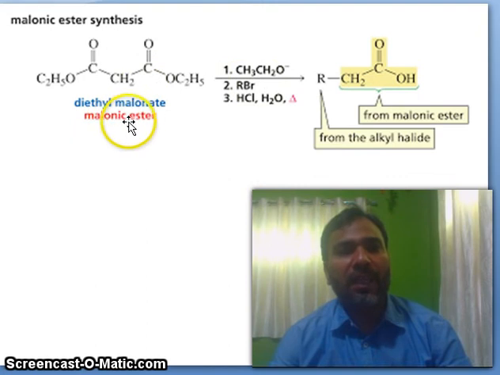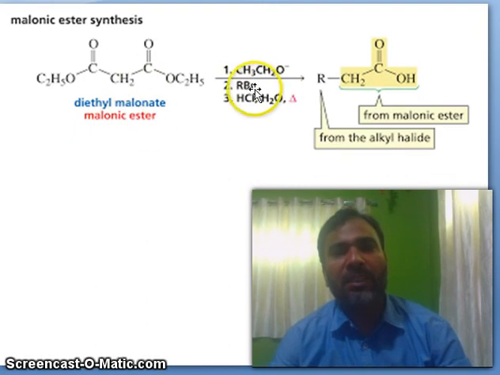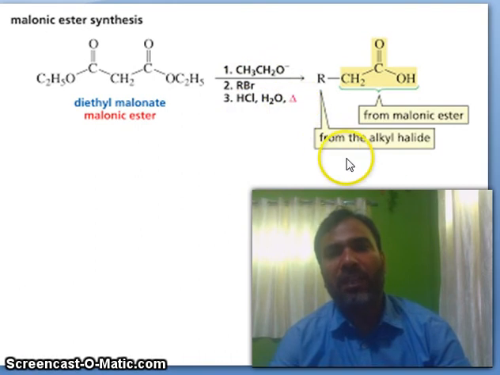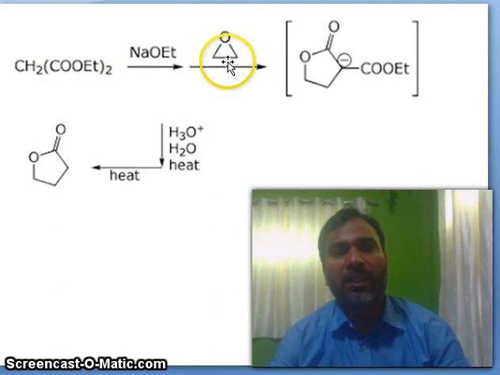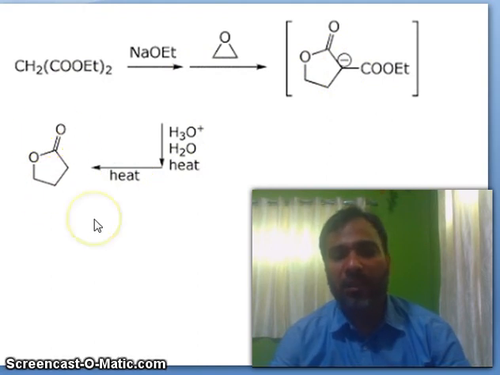Now you see diethyl malonate reacts with the base, alkyl halide, acid, and subsequently on heating you will get the center from the alkyl halide, and CH2COOH from malonic ester. You know this one. Now further examples: this malonic ester reacts with this epoxide forming this product, and on heating and hydrolysis you will get this cyclized product.